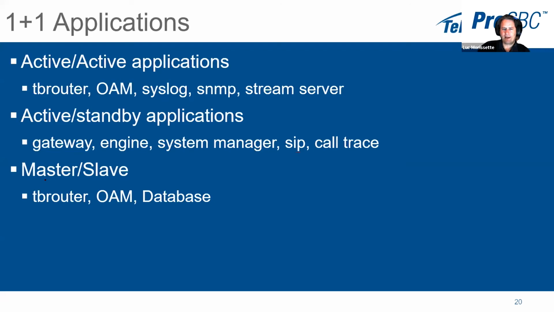Then you have master slave. TB router also runs as master slave. It runs on the two systems at the same time, but one of them will have priority. OAM is the same. Both of them are running at the same time, but one of them has priority. The database is the same. It runs as master slave, so one replicates from the other, and it's chosen by the system which one is master and which one is the redundant database.